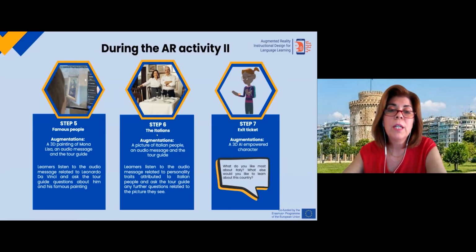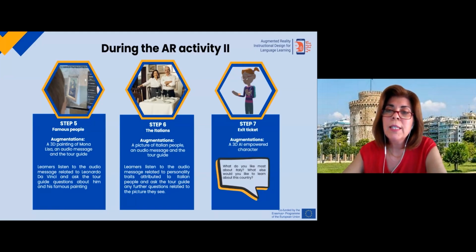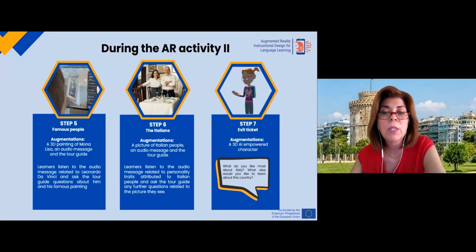Step 6 involved a picture of an Italian couple, and learners got a few more pieces of information about personality traits that are usually attributed to Italian people. Finally, step 7 involved an exit ticket. The 3D AI-empowered character was there to ask them, what do you like most about Italy?